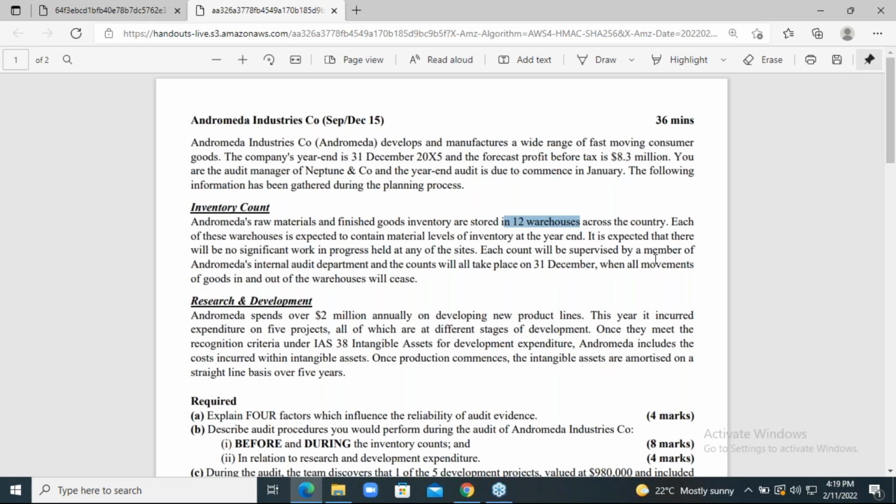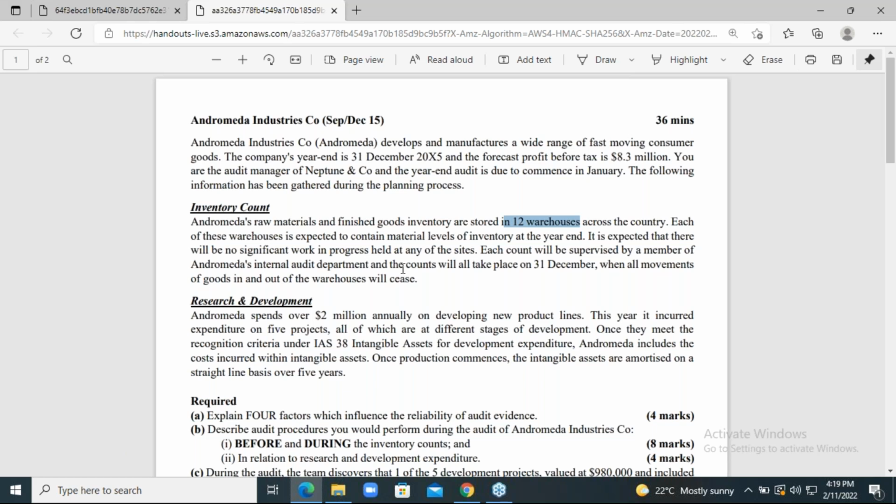Each count will be supervised by a member of Andromeda's internal audit department. This was an important thing, and you would be aware that there is a test of control that no one from the warehouse department should be involved in inventory counting, because he would be biased and would try to write the exact amount that is stored at the warehouse. And the count will take place on 31st December when all movements of goods in and out of the warehouse will cease. Once again, this is one of the important tests of control that during inventory count, no movement in and out is allowed.